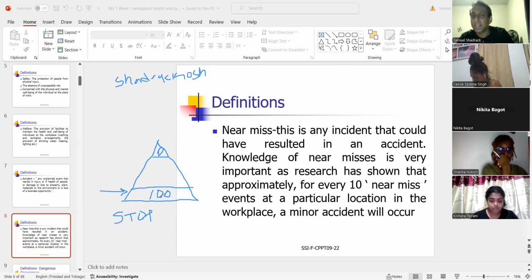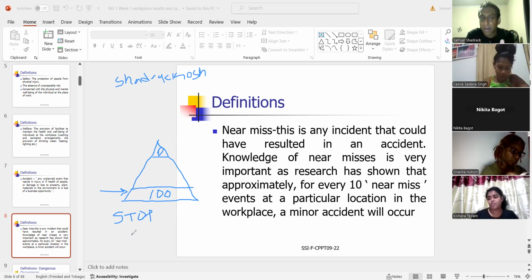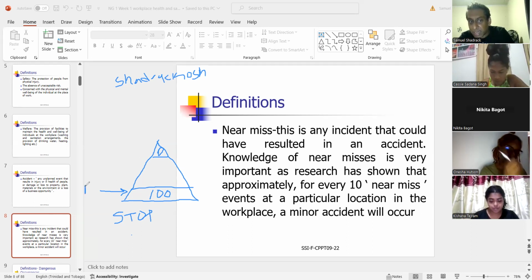And at the incident level, you have a chance to be proactive. I don't know if you want to write that down. At the incident level, you have a chance of being proactive. Why are you being proactive? Because at the near miss level, there is no injury. It could have resulted in the accident. So the best place to investigate is at the near miss level. I just put in the letter N here. You'll agree to that? The best place to investigate is at the near miss level.